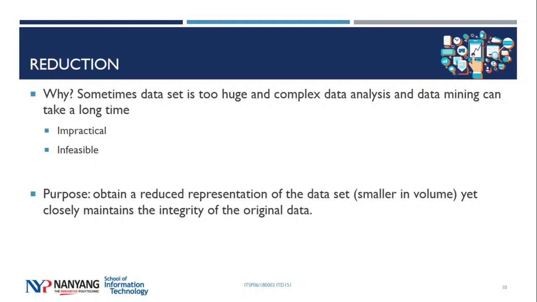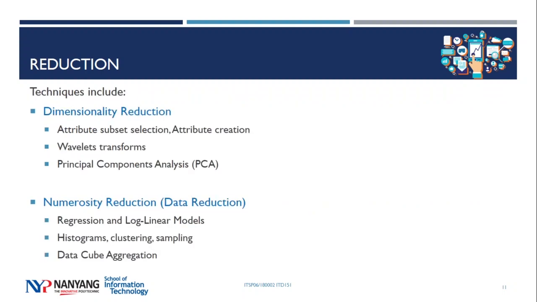So for example, if the original data is going to show an upward trend, then the reduced data set should also show an upward trend. So what are some of the techniques available for reduction? We will cover dimensionality reduction and numerosity reduction in the next few slides.